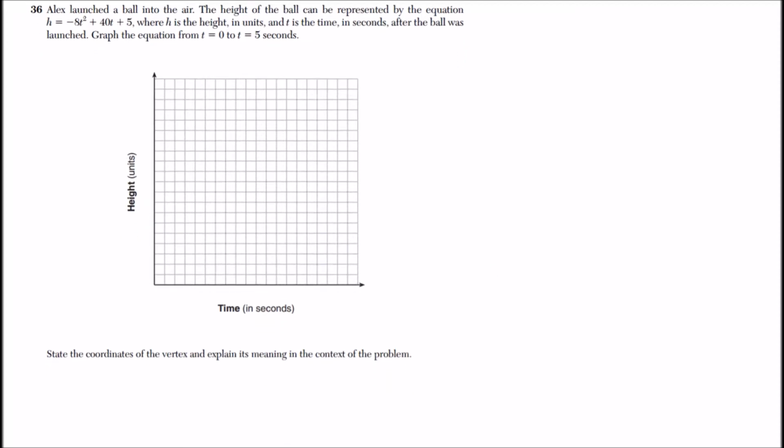All right, so we have this quadratic here. I know that's a quadratic because the t value there is squared. So when we have this parabola type shape, the first thing that's always good to do is to find the vertex, which we're actually going to have to do anyway, as it says to state the coordinate of the vertex and explain its meaning in the context of this problem. So why don't we go ahead and do that here. So we're given this equation that h equals negative 8t squared plus 40t plus 5.